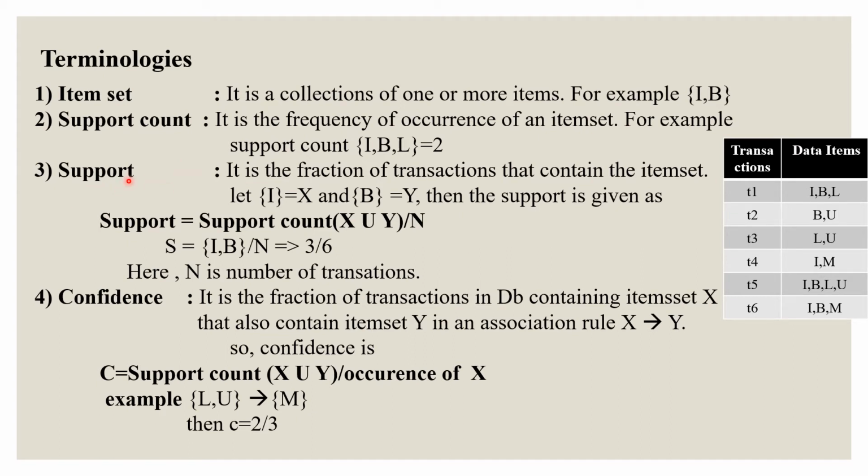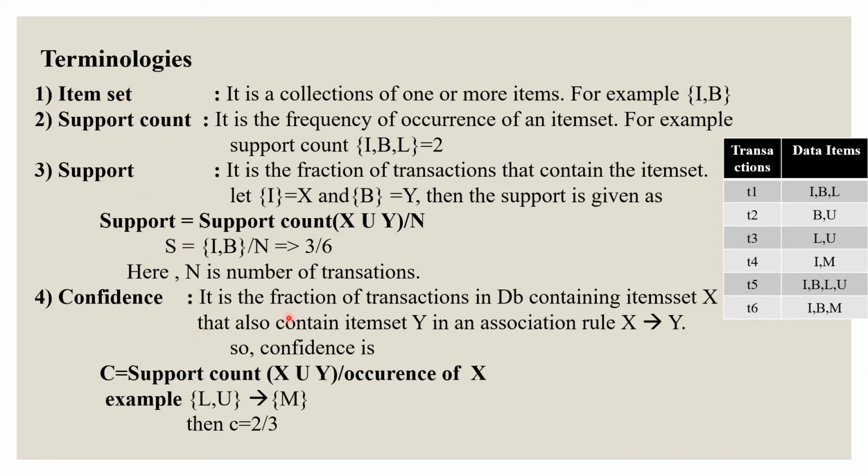What is support? Support is different from support count. Support is equal to the support count of X union Y divided by N, where capital N is the number of transactions. How many transactions? 6 transactions. So we are going to find the support count of X, I and B. How many times have I and B occurred? Here 1 time, 2 times, 3 times, so 3 by 6. In this way we are going to find the support value.